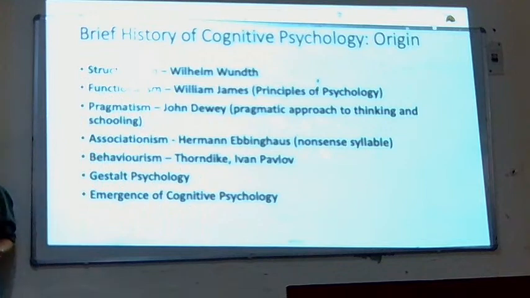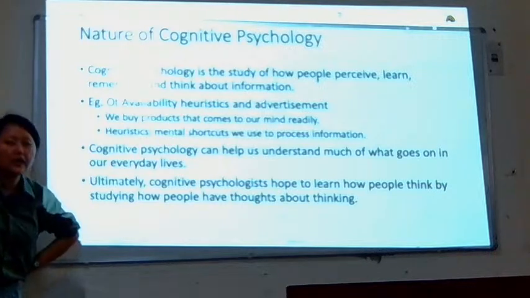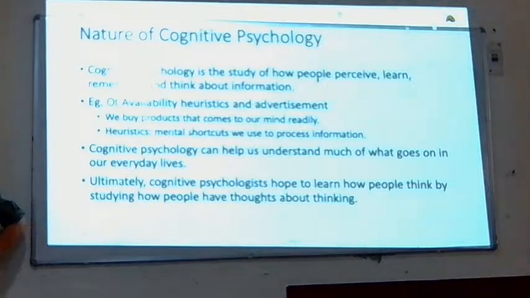All right. From here, let's move on to the nature of cognitive psychology. Cognitive psychology is the study of how people perceive, learn, remember, and think about information. Let's read that again. Cognitive psychology is the study of how people perceive, learn, remember, and think about information.